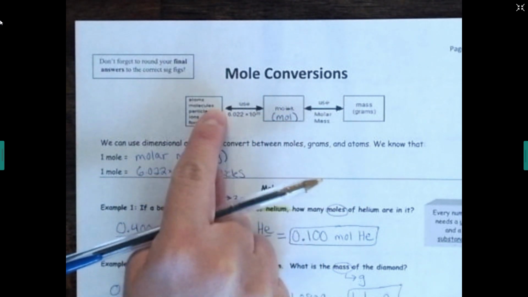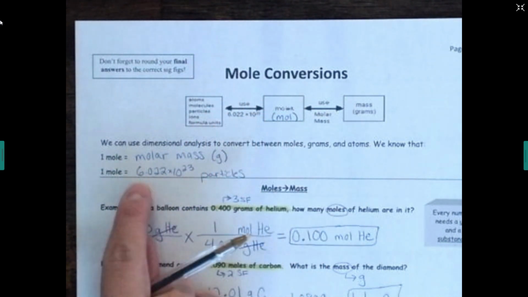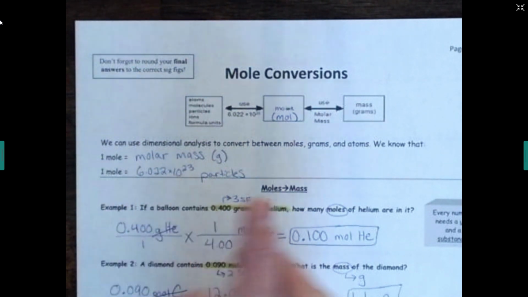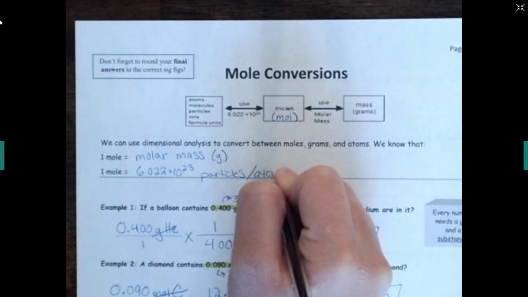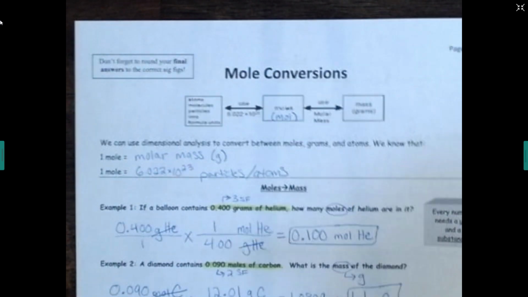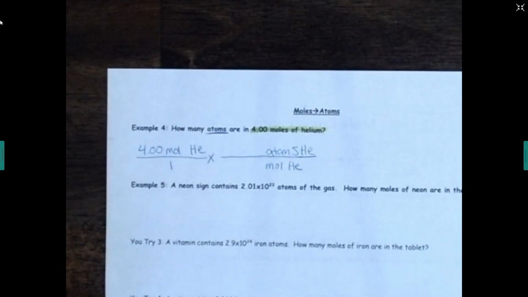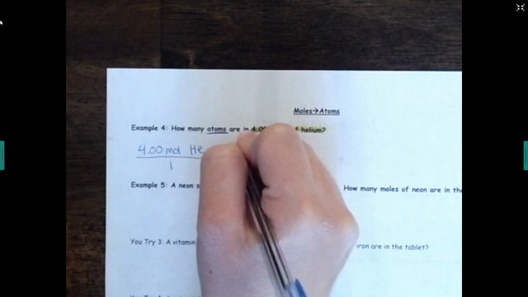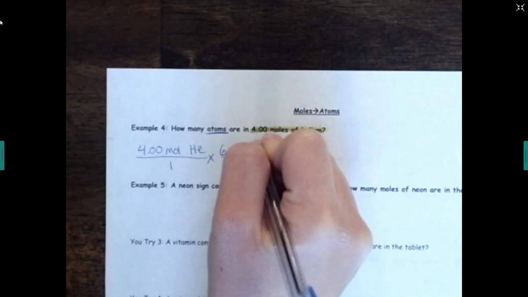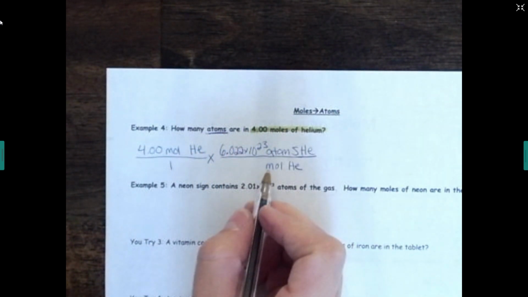So we're going from moles to atoms. We need 6.022 times 10 to the 23rd. And we know that 1 mole is equal to 6.022 times 10 to the 23rd particles or atoms. Okay, so that's what we're going to put. When we see the word atoms, we're going to put Avogadro's number, 6.022 times 10 to the 23rd. And again, wherever we see the word mole, we're going to put a 1. Okay?